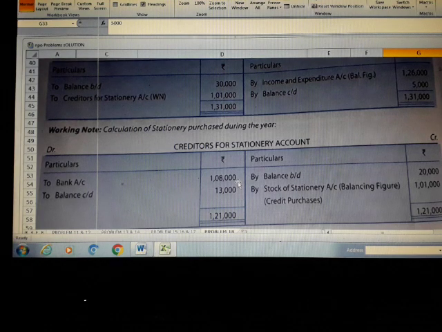So obviously that particular amount which is short, which is showing a deficit of rupees 1,01,000, will be shown as a balancing figure. We will have to show the amount of 1,01,000 as a balancing figure in our creditors account. So by stock of stationery.